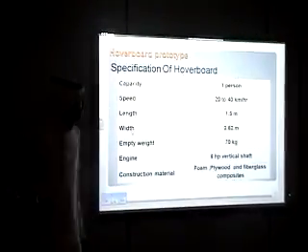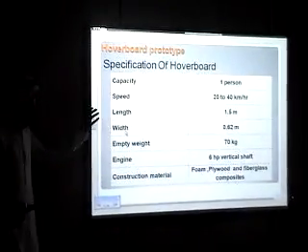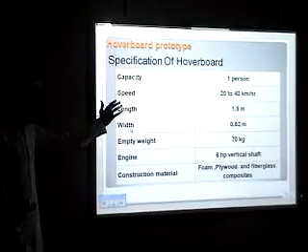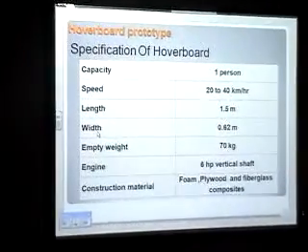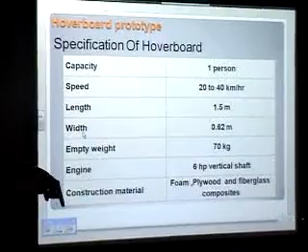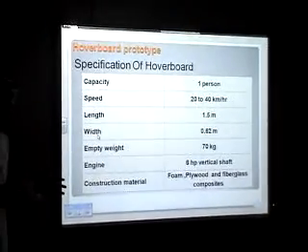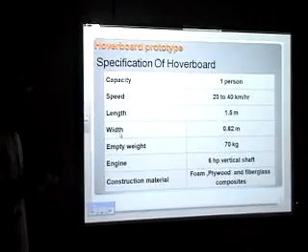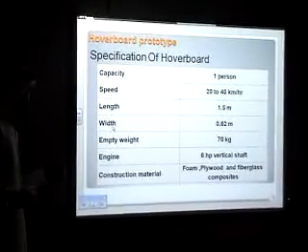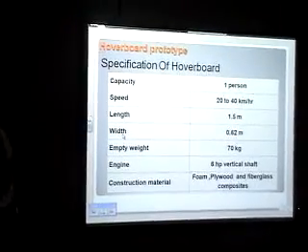The specification of our hoverboard, as shown in the table: capacity for 1 person, and the speed from 20 to 40 kilometers per hour, and the dimension is 1.5 meter by 0.62 meter, and we select this dimension to be more comfortable for the rider, and the empty weight is 70 kilograms.